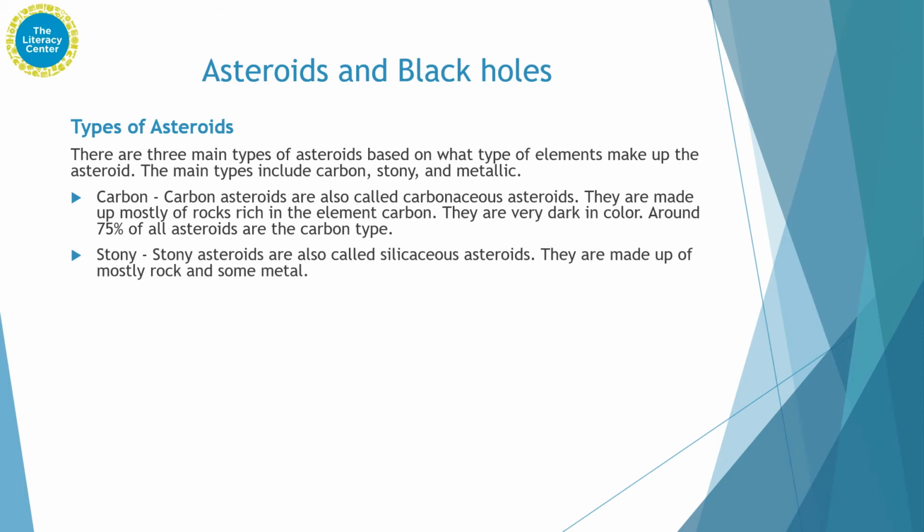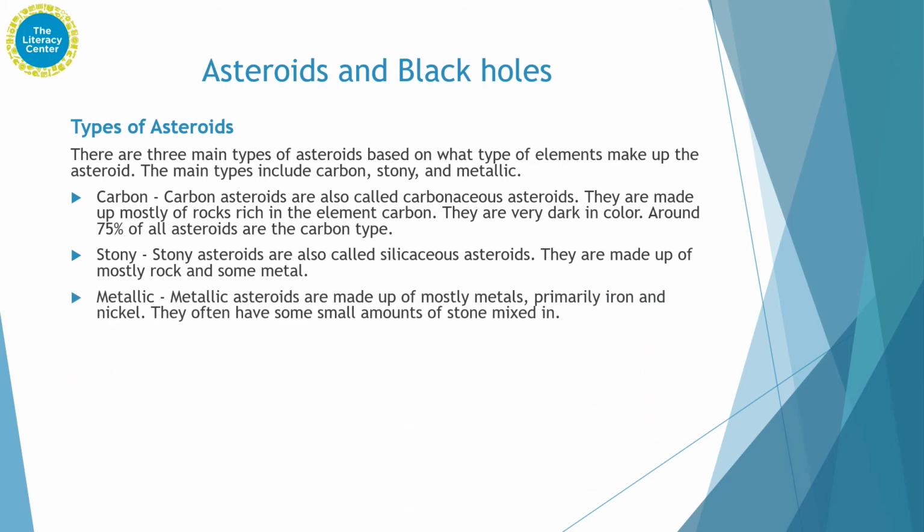Another type is stony. Stony asteroids are also called silicaceous asteroids. They are made up of mostly rock and some metal. And the third type, the most common type, is metallic. Metallic asteroids are made up of mostly metals, primarily iron and nickel. They often have some small amounts of stone mixed in.